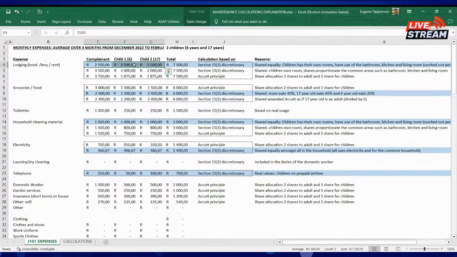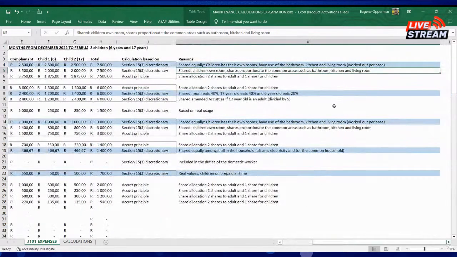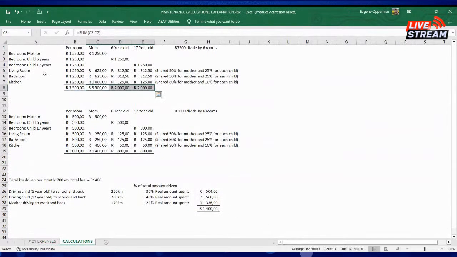Or there's another way that we could do that as well. And I've seen that, and I've worked with that quite a lot, where the children obviously have their own rooms, but then they only share proportionately in the common areas, such as the bathroom, the kitchen, or the living room. So I've done that simple calculation here. The rent is 7,500 Rand, and there are 6 rooms in the house. So we divide that per room. Each and every room is allocated an amount of 1,250 Rand.